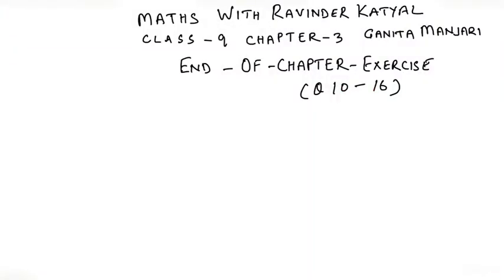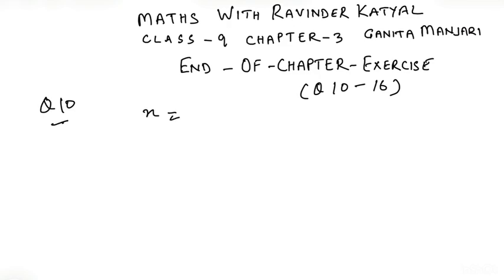Second part of the exercise, end of the chapter exercise, question number 10 to 16 we are doing. Question number 10 is, a rational number has a terminating decimal expansion whose last non-zero digit occurs at the fourth decimal place. देखिए what is given to you, last non-zero digit comes at the fourth decimal place.